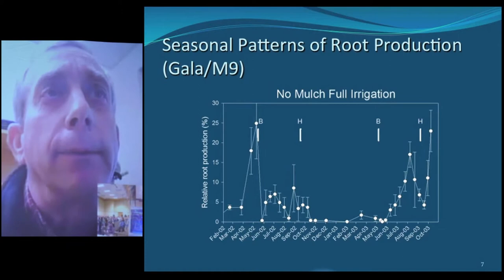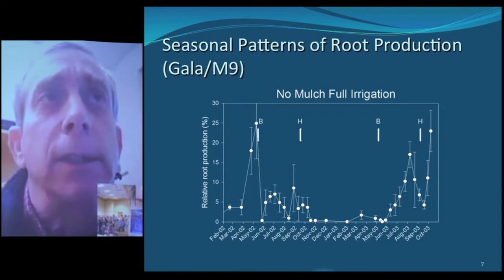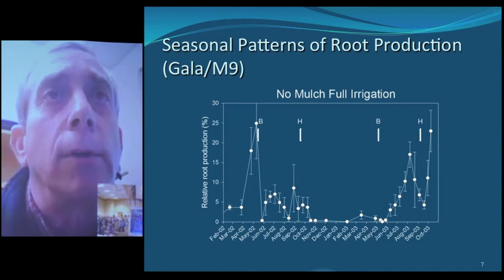And the thing that we see here is sometimes the root production is at bloom and sometimes the root production is more at harvest, but it's not always both. In fact, in neither year did we see a real clear bimodal distribution. So you can see things are not as simple as sometimes shown in textbooks.